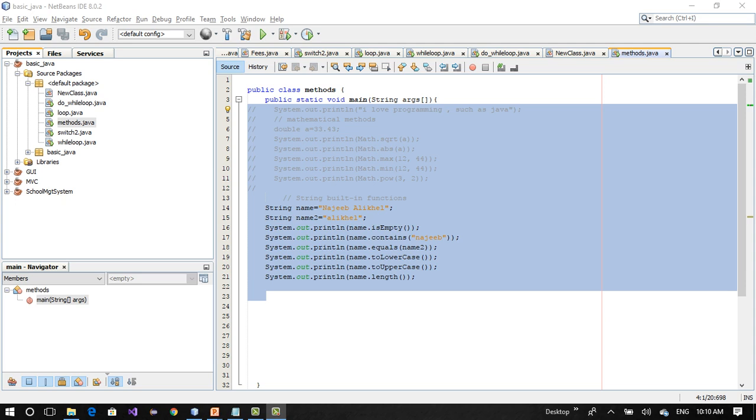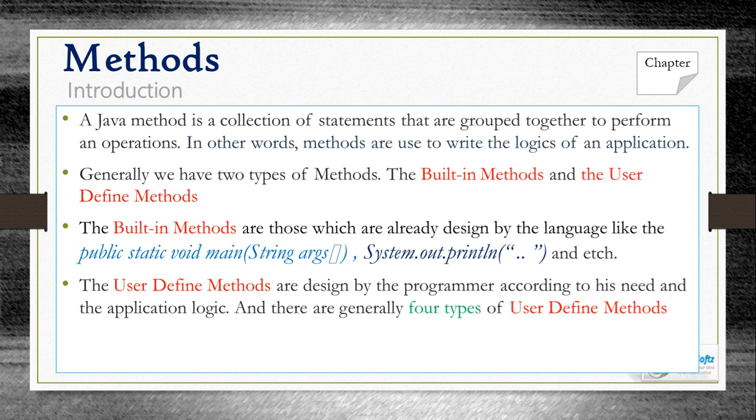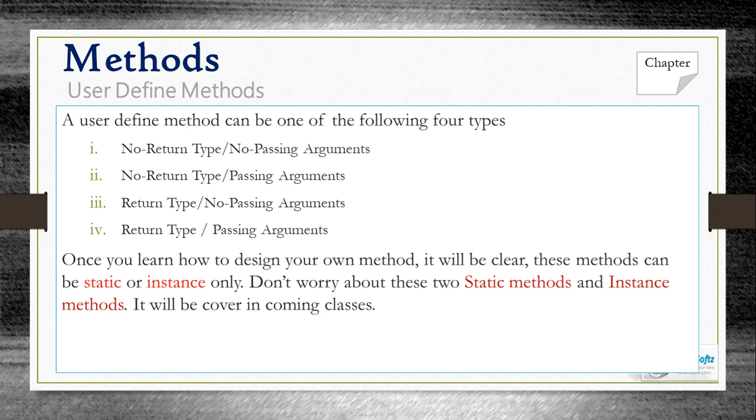Okay, today in this video we are going to talk about user-defined functions, and we have different types of user-defined function. So let's come to the slide. User-defined functions are those functions which are designed by the programmer according to his needs and the application logic. There are generally four types of user-defined function.